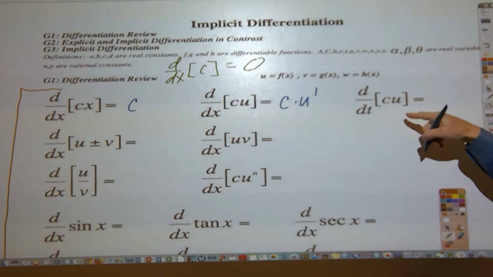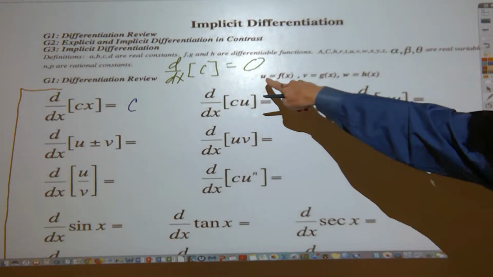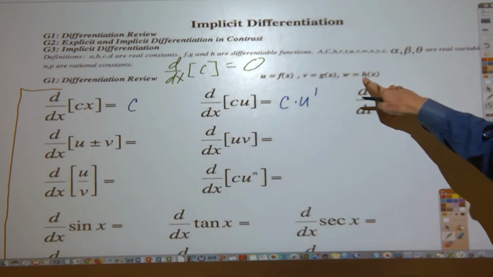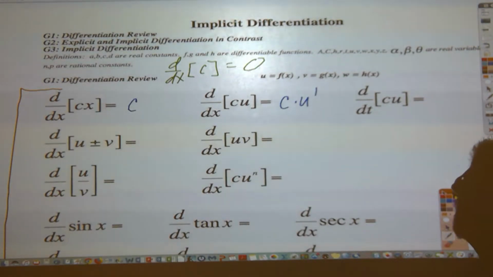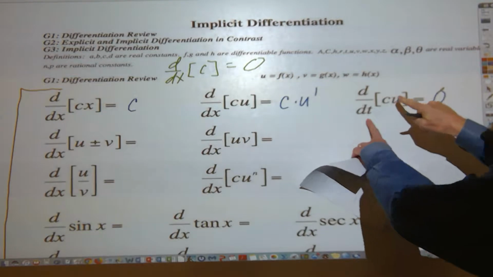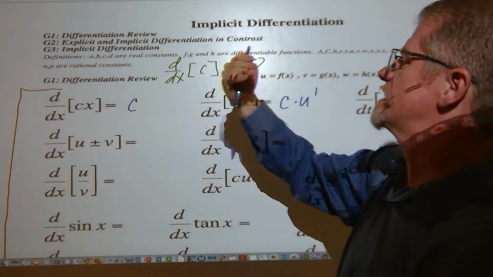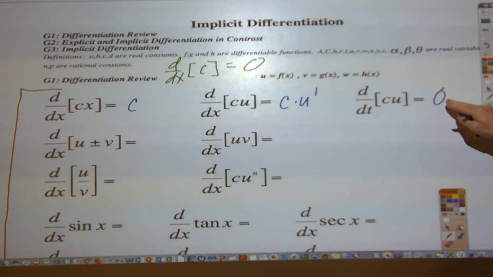And the derivative with respect to c, let's see, is u a function of t? U is a function of x, but it's not given that x is a function of t. So that would be 0. U and t are not related. You've got to watch out for this one. Might even call that a trick question.